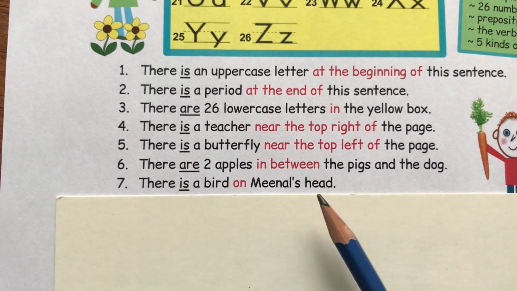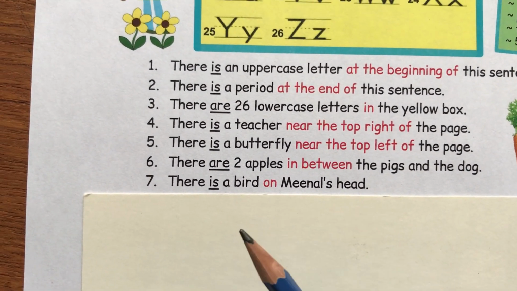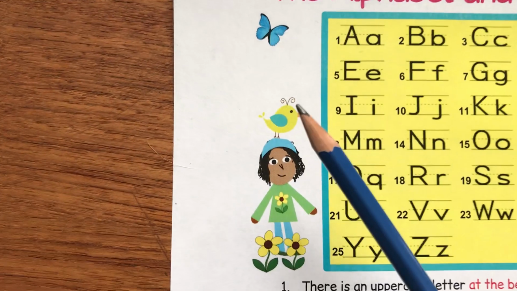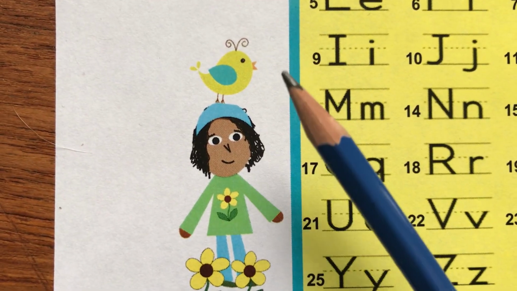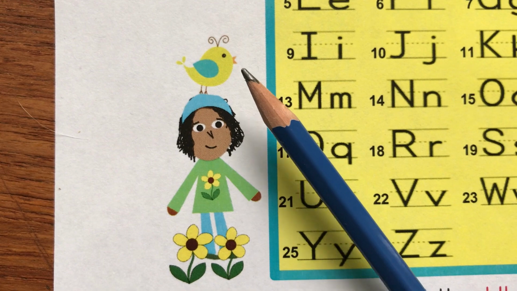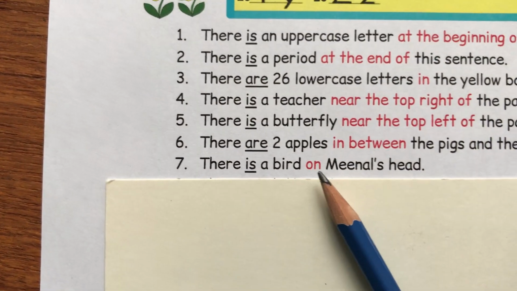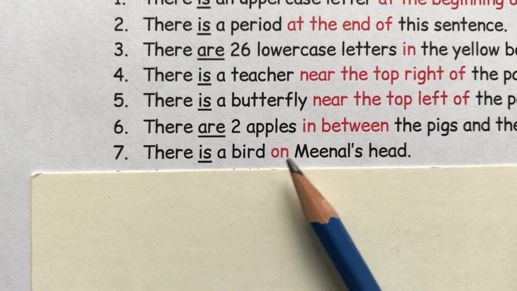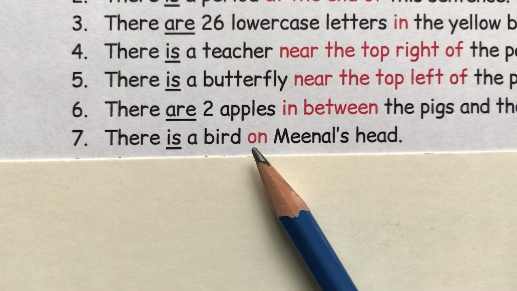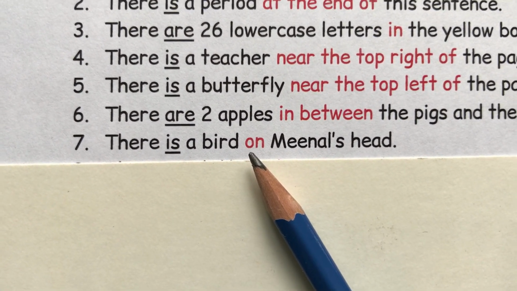There is a bird on Minal's head. 1 bird. That's why we say there is. And where is the bird? On Minal's head. So on is the preposition.